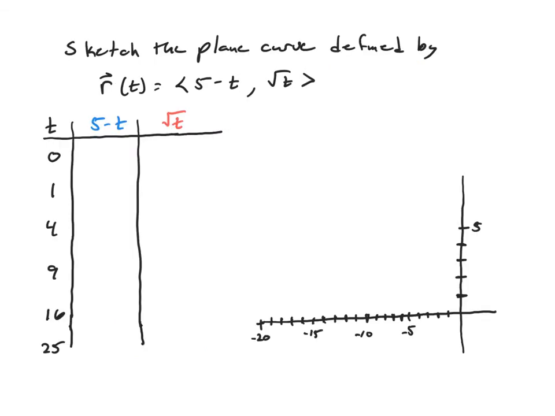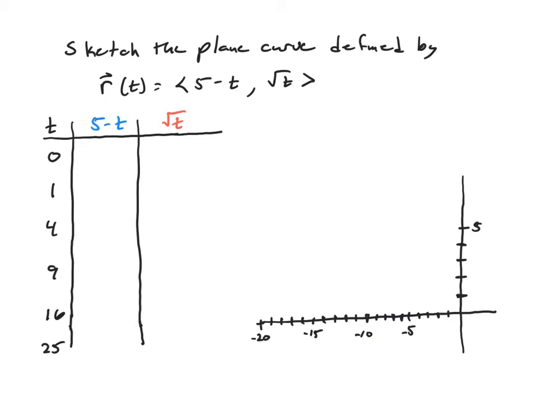Now let's go and sketch this plane curve that's defined by our vector valued function 5 minus t and square root t. Now you're going to look at this and say, wait a second, this looks very familiar to what we did with parametrics. And you would be right. It would be very similar. It would be the same.